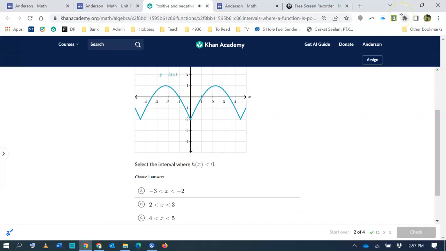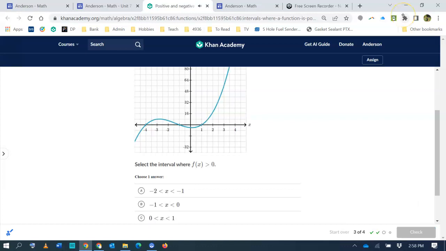Okay, so let's look at the question first. Select the interval where h of x, that's the range, that's what's coming out of our graph, is less than 0. So we need to figure, okay, let's just do this one step at a time. We'll do A, B, C, since we have a multiple choice. So from -3 to -2 on our x, we are positive. So it's not A. 2 to 3, once again, we are above the x, so it is positive. And then from 4 to 5, we are in fact in negative land. So C is our answer here.